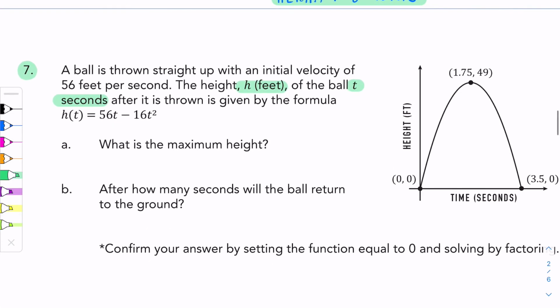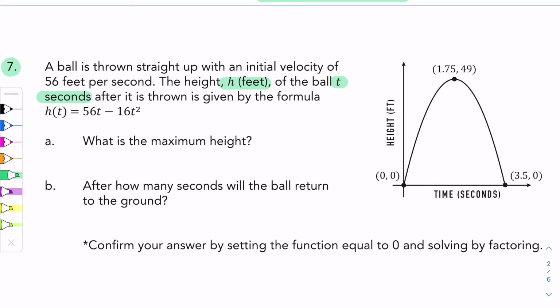Part A says, what is the maximum height? Look at the graph, look at the flight path, identify where this hits its maximum height, and the maximum height is the y-coordinate of the vertex. So the y-coordinate of the vertex is 49. Therefore, max height is 49 feet. I know it's feet because in the description it says the h variable represents the height in feet.